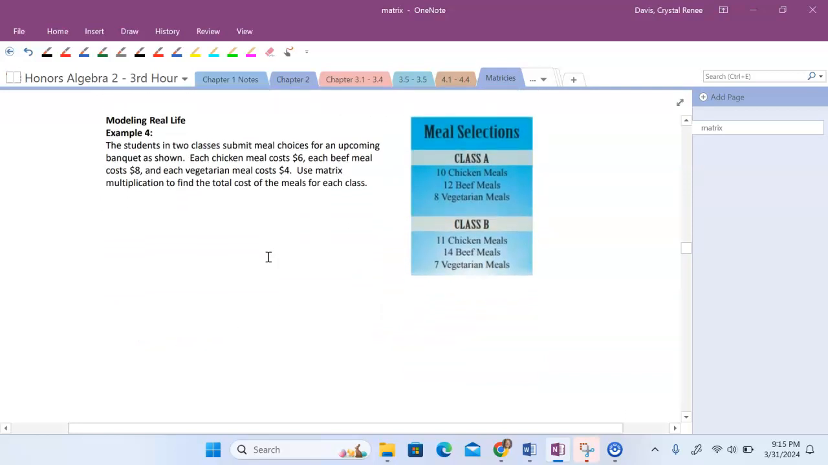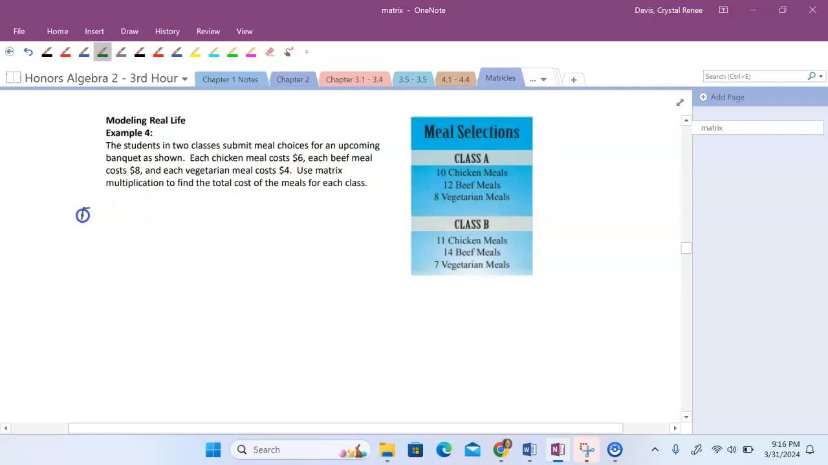It says the students in 2 classes submit meal choices for an upcoming banquet as shown. Each chicken meal costs $6, each beef meal costs $8, and each vegetarian meal costs $4. Use matrix multiplication to find the total cost for the meals for each class. So we could set this up in 2 ways.